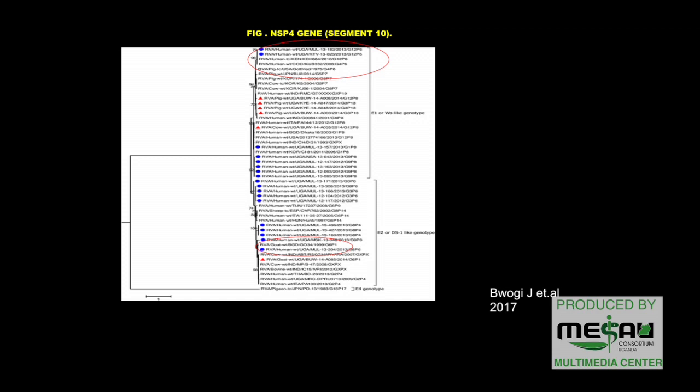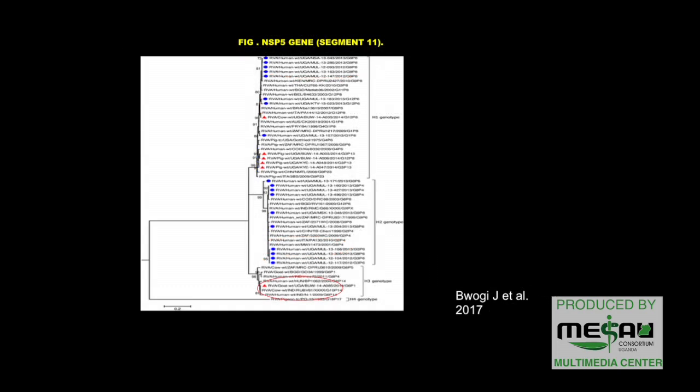origin. Also here, again this sample, Molabo 204, is clustering again with a goat sample from Bangladesh. So this sample also, its NSP4 gene may be of zoonotic origin. Again, it's the same information, just clarifying the same information.